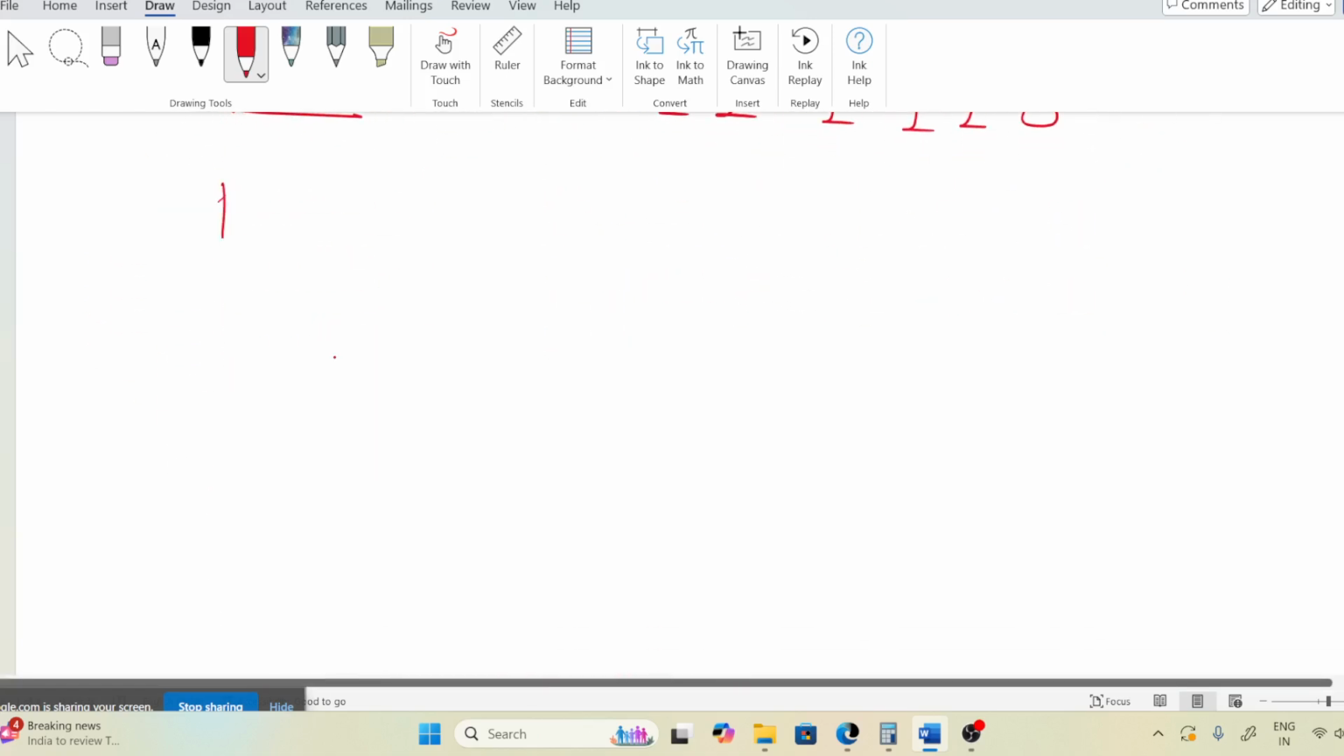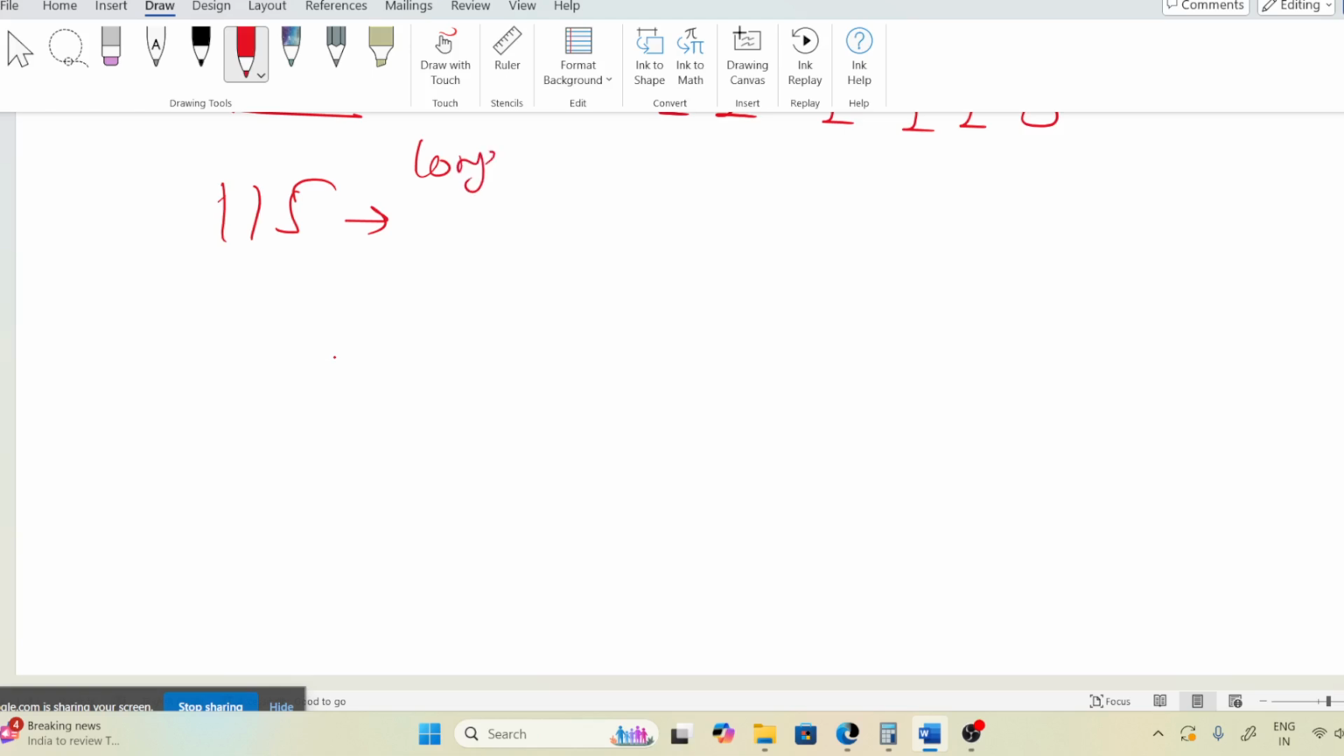So what is the shortcut here? I need to write 115. Let's see the longest way, but this is always accurate. 115 and to write 1, 2, 4. 2 raised to power 0 will become 1, 2, 4, 8, 16, 32, 64, 128. So 115 and 128.